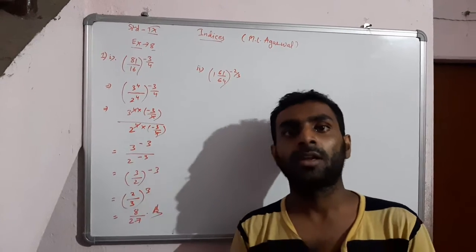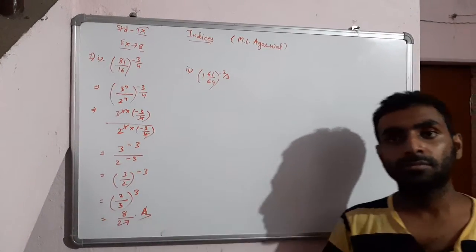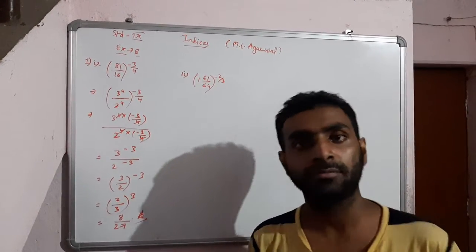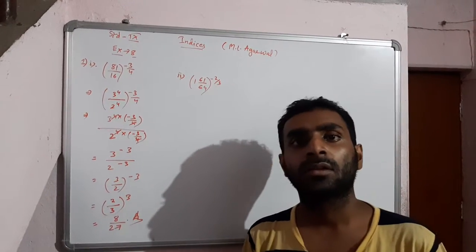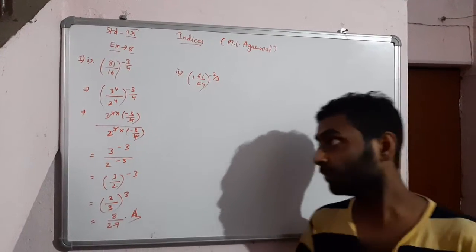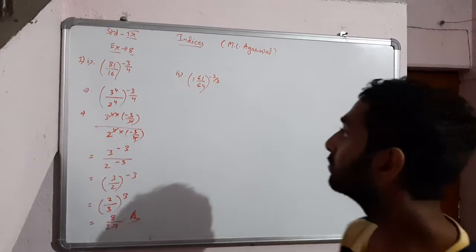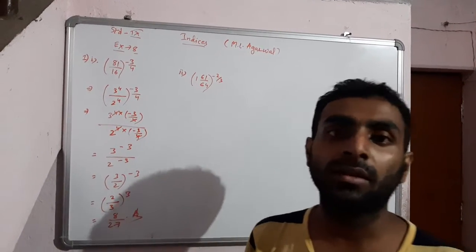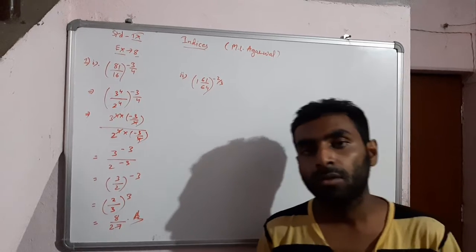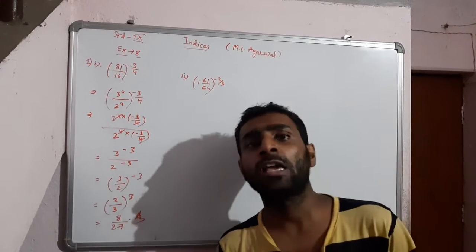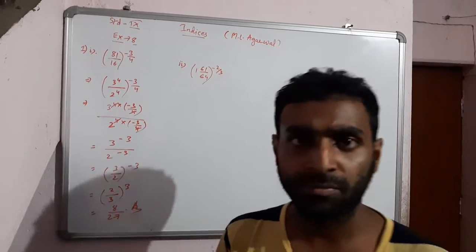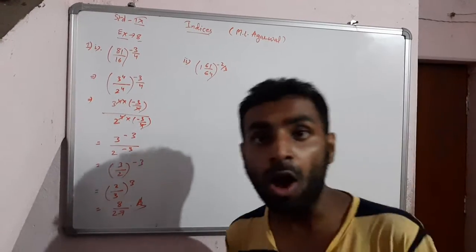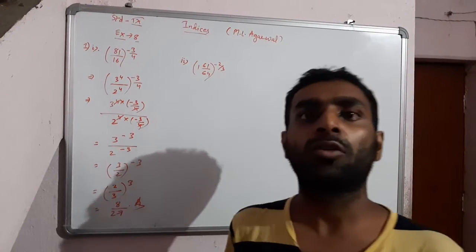Hello students and viewers. See again the next sum, question number 1, second part of exercise 8, chapter indices from ML Agarwal class 9. See, the base is in mixed fraction and the power is negative. So this is a complex exponential form, and we have to simplify it. Let's see how we solve this and what is the way to solve.